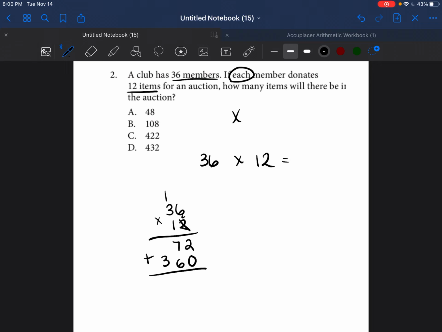We go ahead and add those two rows together. 2 plus 0 is 2. 7 plus 6 is 13. 3 plus 1 is 4. And so our answer is 432.